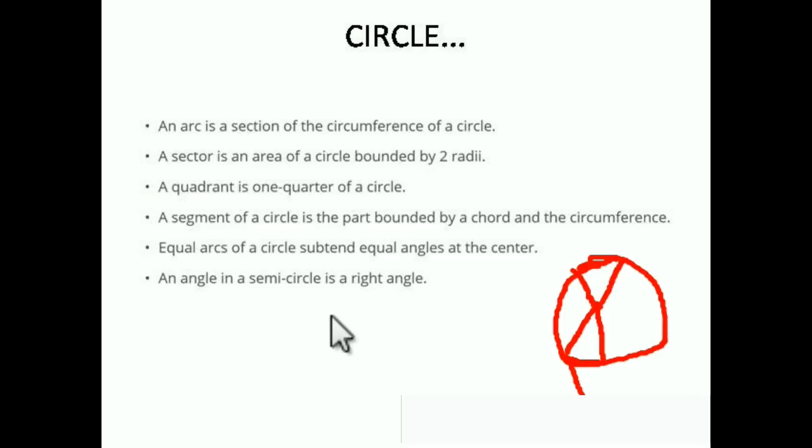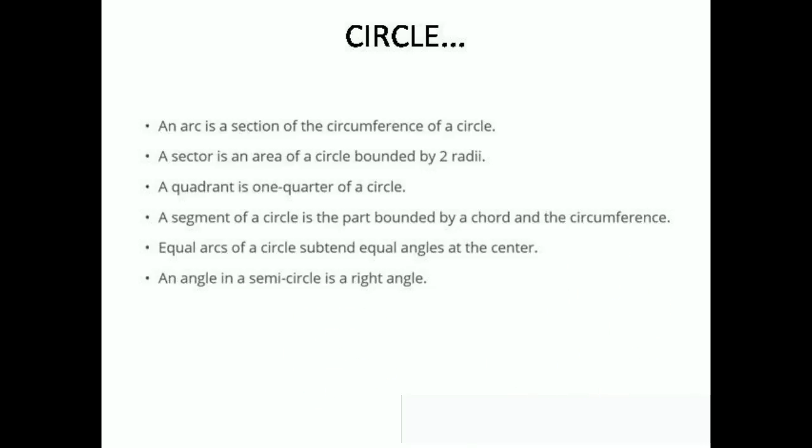Then this is also very important, used mostly in JEE: the angle made by a semicircle is a right angle. If we draw a semicircle, say this upper part is a semicircle, and if we have any angle here like this, then this angle must be 90. Okay, so these are the important topics of circles.